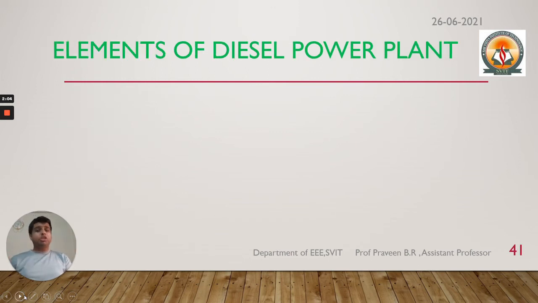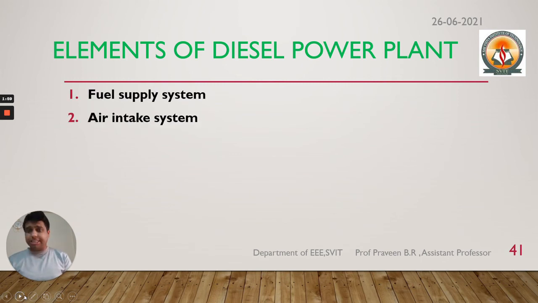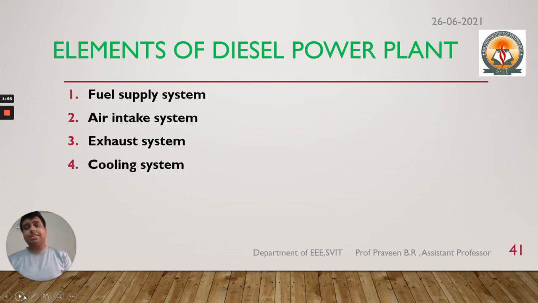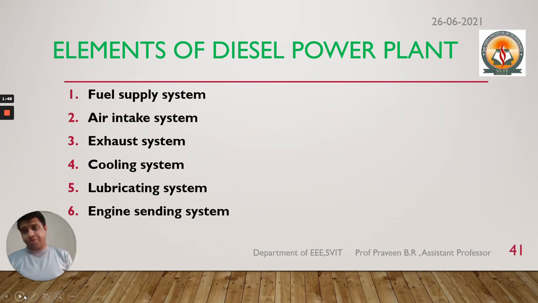What are the elements of a diesel power plant? There are 5 elements: fuel supply system, air intake system, exhaust system, cooling system, and lubricating system. So these are the 5 elements of a diesel power plant.